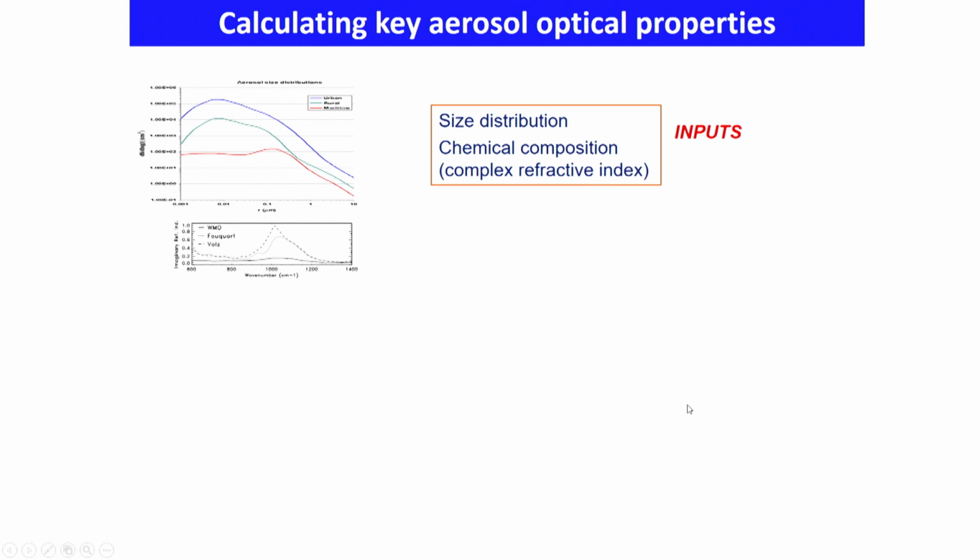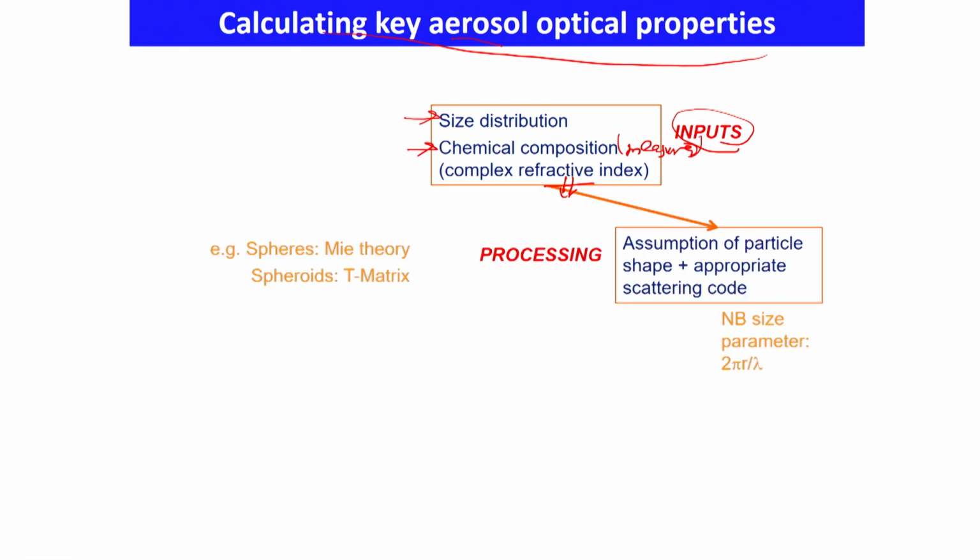So how to calculate radiative forcing? In order to calculate radiative forcing, we need to calculate key aerosol optical properties, and we will discuss them one by one here. The very first one is size distribution and chemical composition. So if you have a measured chemical composition, then it is okay, or if you don't have a measured one, then usually they take the complex refractive index. These are taken as an input, and when these are the inputs, they are processed. And in this one, it is not very simple.